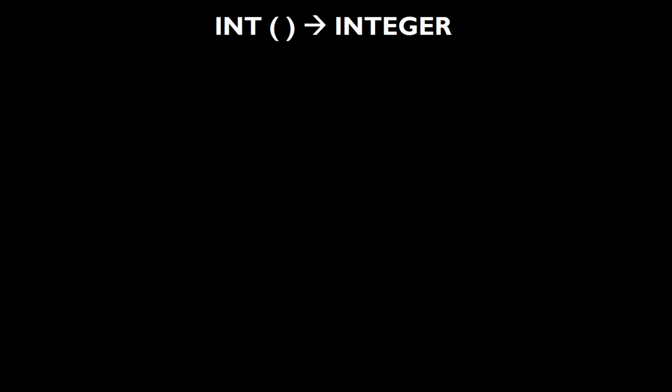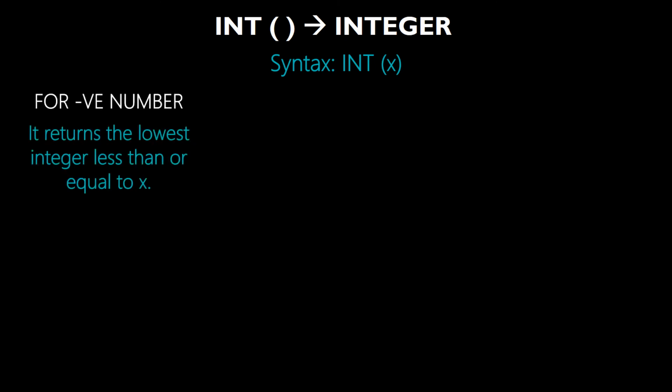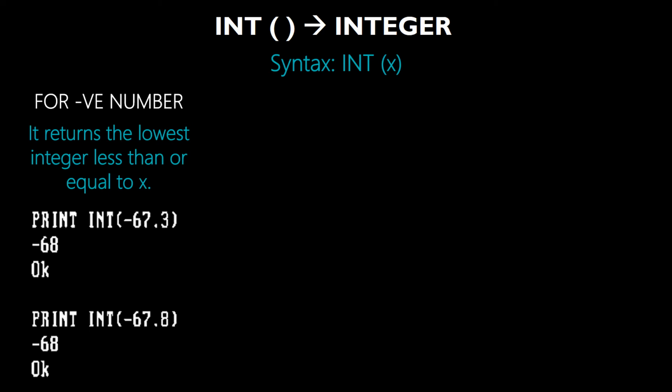INT stands for integer. Syntax is INT and in the parentheses the argument. For a negative number, it returns the lowest integer less than or equal to x. For example, if I say print INT(-67.3), it will return the next lowest digit, that is -68, regardless of the rounding off rule. And print INT(-67.8) will return -68.